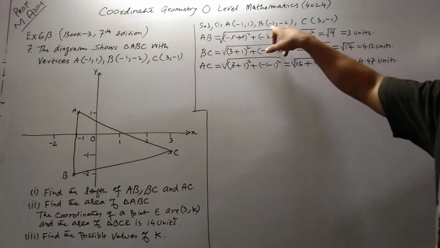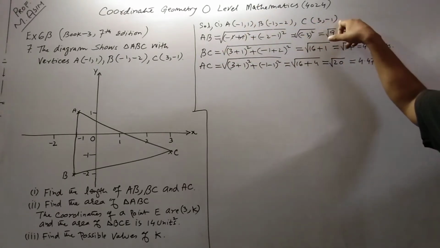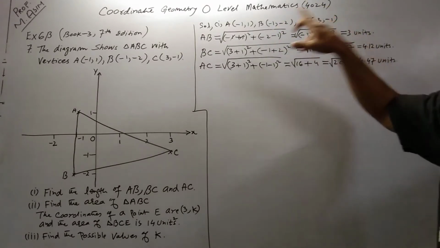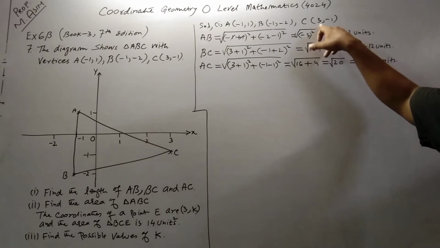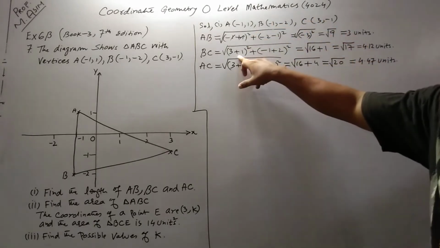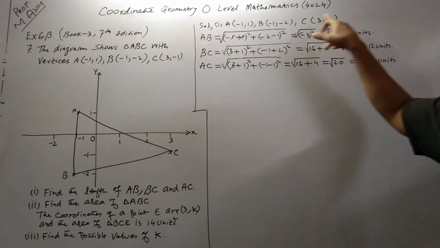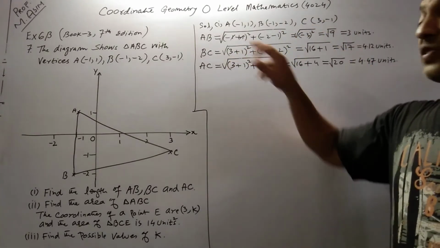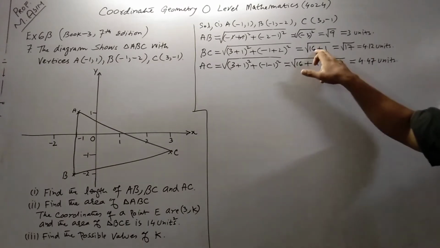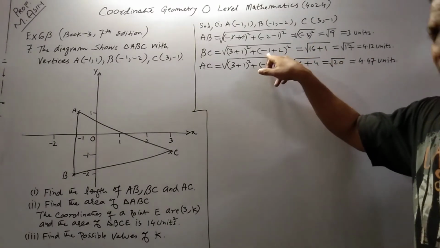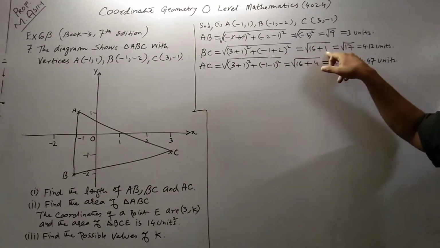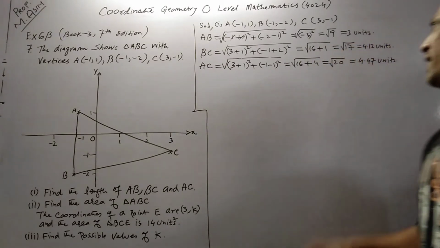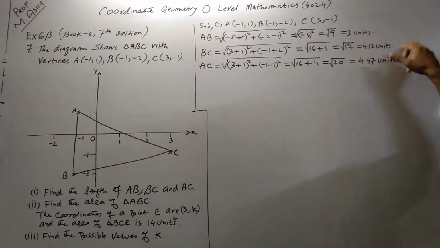For BC, this is our x1, y1, this is x2, y2. Minus 1, and the question is BC. So this is x2: (3 minus minus plus 1) squared plus (-1 minus minus plus 2) whole squared. 3 plus 1 is 4, 4 squared is 16, 2 minus 1 is 1, 1 squared is 1, 16 plus 1 is 17, and by using a calculator the square root of 17 is 4.12 units.